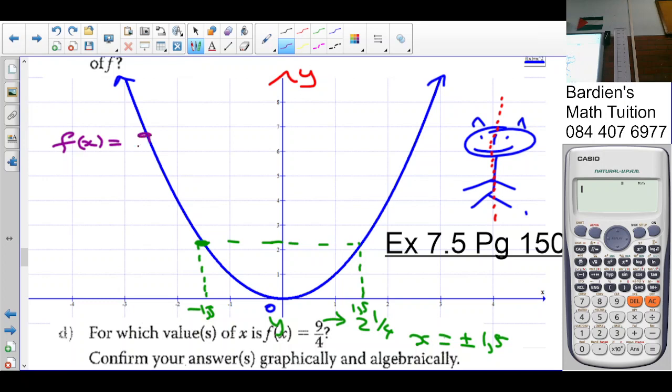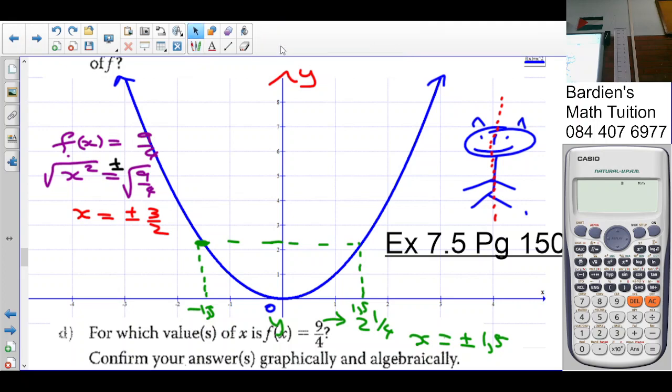So if I say f of x is equal to 9 over 4, what is f of x? x squared. Can you see that, people? How do I get x on its own? Square root. If I introduce the square root, what must I not forget? Plus minus. So x is equal to plus minus 3 over 2.